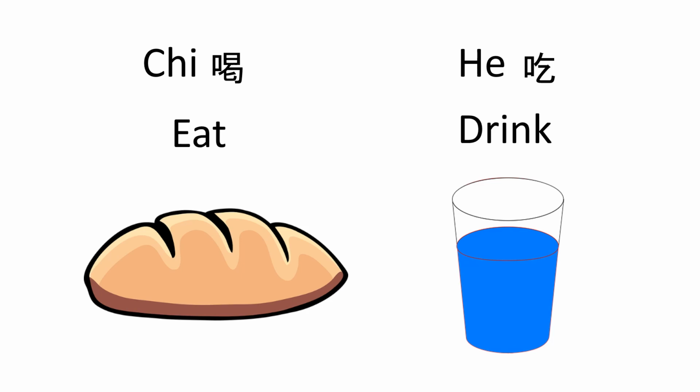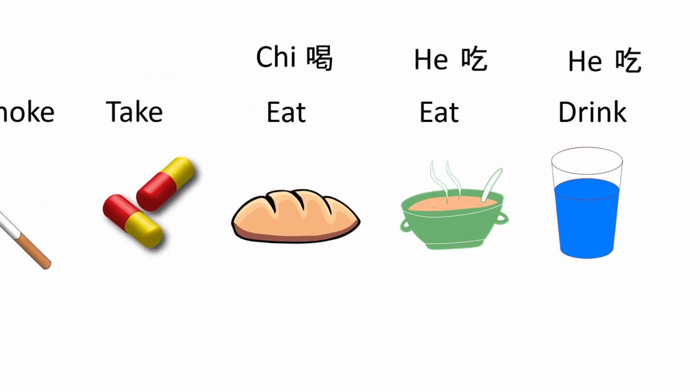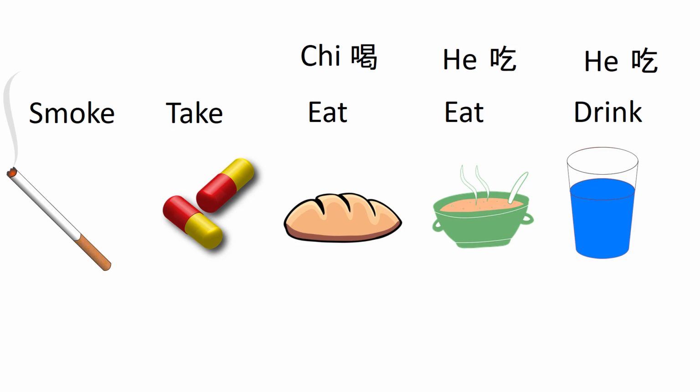A problem with doing so is that in English we say we eat soup. But in Mandarin, the verb that indicates consuming soup is he, the same one used with consuming water. Should we say then that he means both eat and drink? It gets more complicated still. In English we say we take medicine and smoke cigarettes. But in Mandarin, the verb for both of these is chi, the same one used for eating bread. Do these words then mean the same thing?